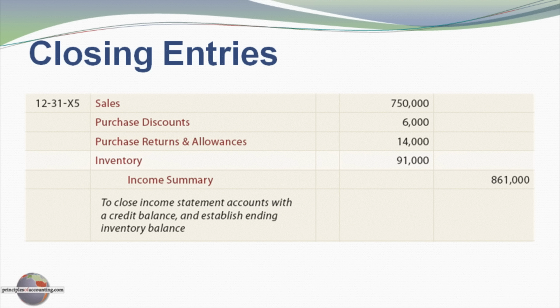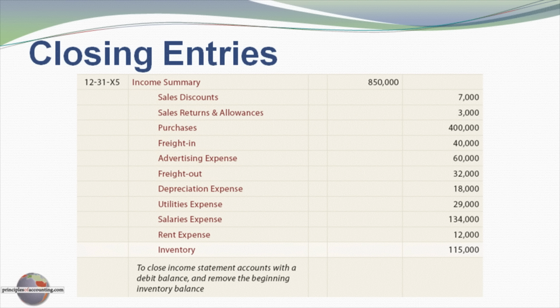And so let's look at these closing entries. We would find all of the nominal or temporary accounts that have credit balances and debit those. That's the usual suspect, sales, but it also now includes purchase discounts and purchase returns and allowances. And notice I'm throwing in one more item. I'm debiting inventory $91,000. In a previous module, we looked at an income statement and we saw this company had $91,000 of ending inventory. So here I'm establishing that ending inventory with a $91,000 debit to the inventory account. I'm crediting $861,000 to income summary.